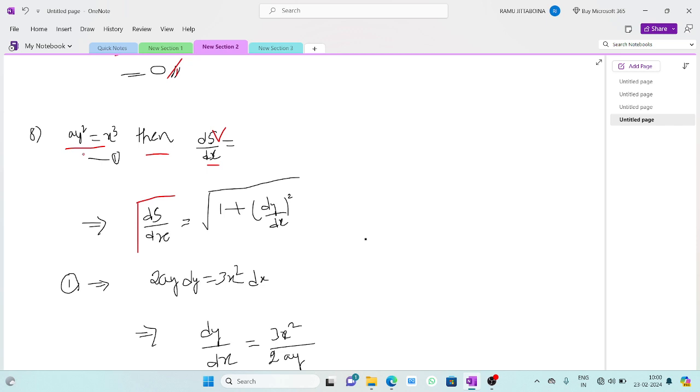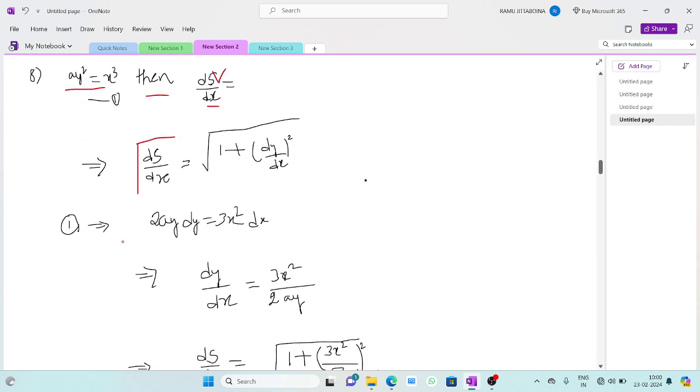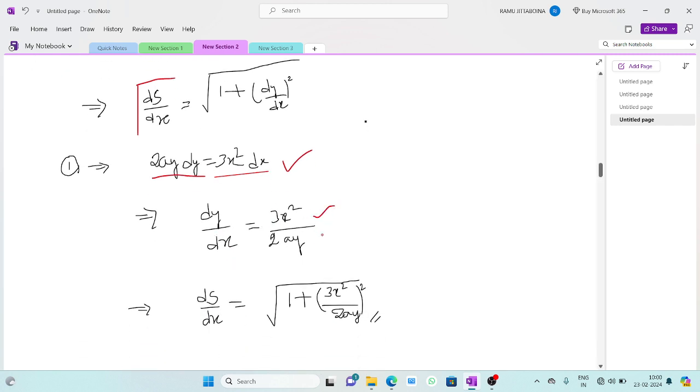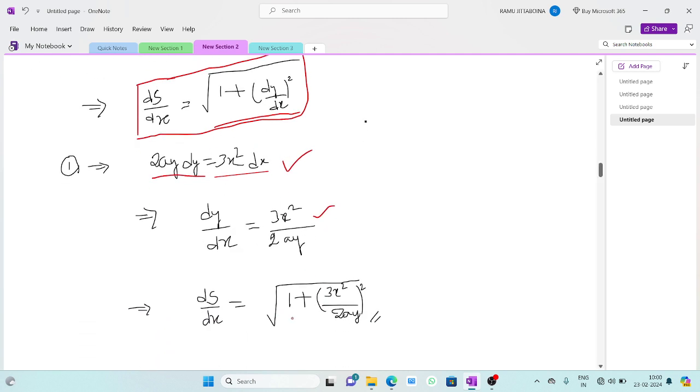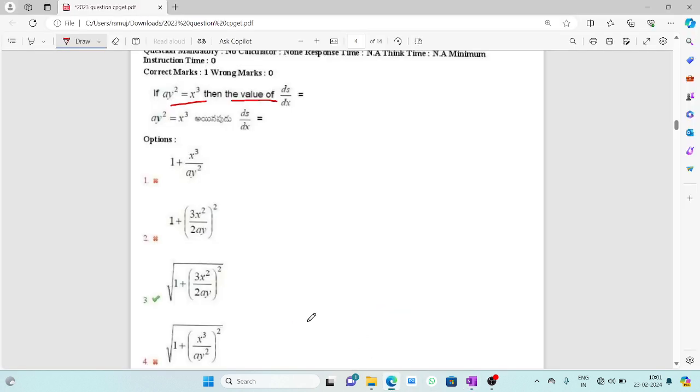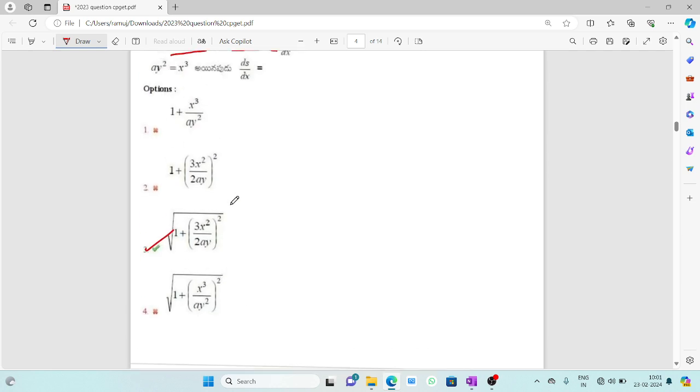So what I did, I just considered this function as f. I differentiate the function, so I get 2ay dy equals 3x square dx. Using this, I get the value dy by dx equals 3x square divided by 2ay. I simply substitute the dy by dx in this formula. If you remember this formula, you directly get the answer. So I will get the square root of 1 plus 3x square divided by 2ay whole square. This is the correct option for this question, so 3 is the correct answer.